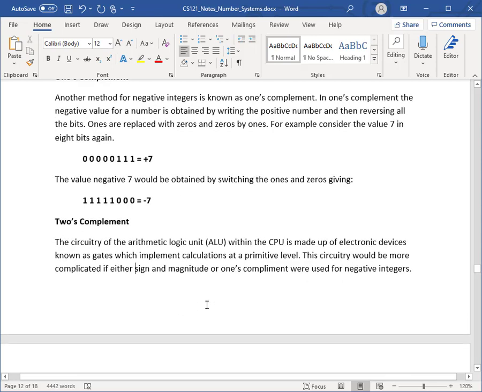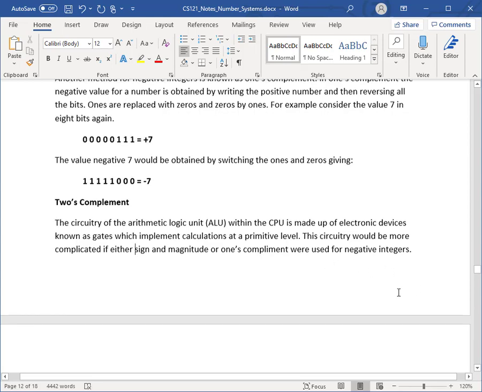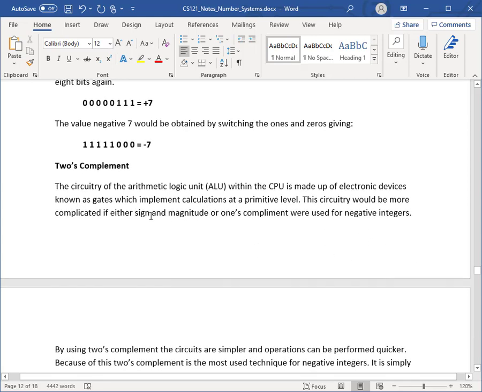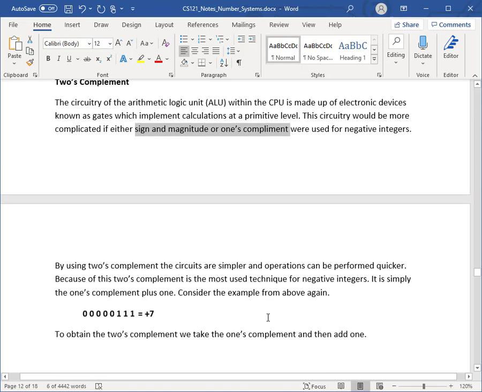The circuitry of the arithmetic logic unit, that brain of your computer within the CPU, is made up of electronic devices known as gates, and they implement calculations at a primitive level. So the circuitry would be more complicated if either the sign and magnitude or the ones complement were used. That's really the bottom line here. The ones complement and the sign and magnitude require more complicated circuitry in your CPU than this twos complement example that I'm about to go over. So the twos complement is simpler, and operations can be performed quicker if we use this notation for negative numbers.